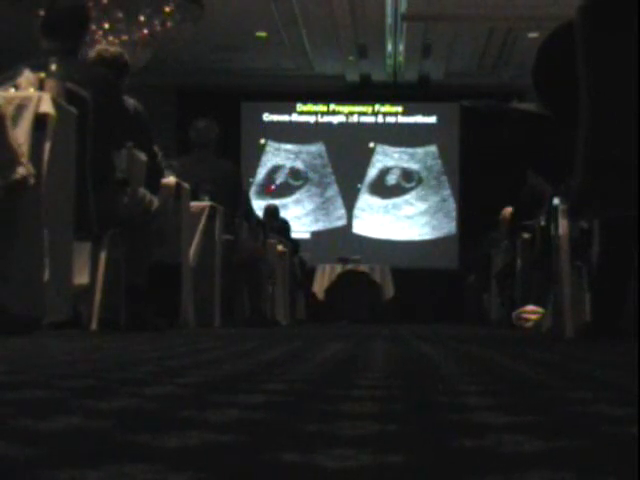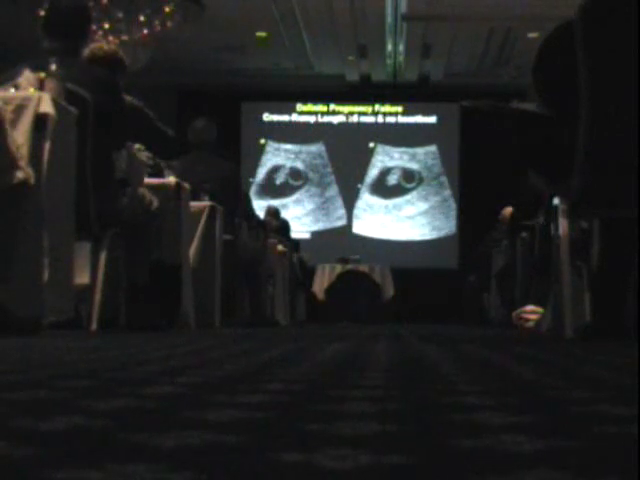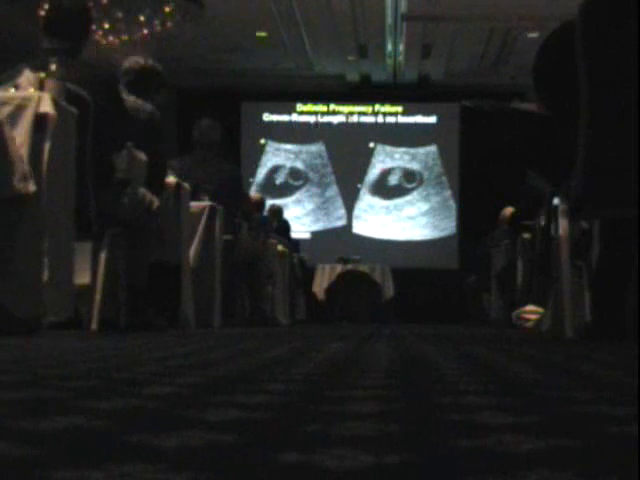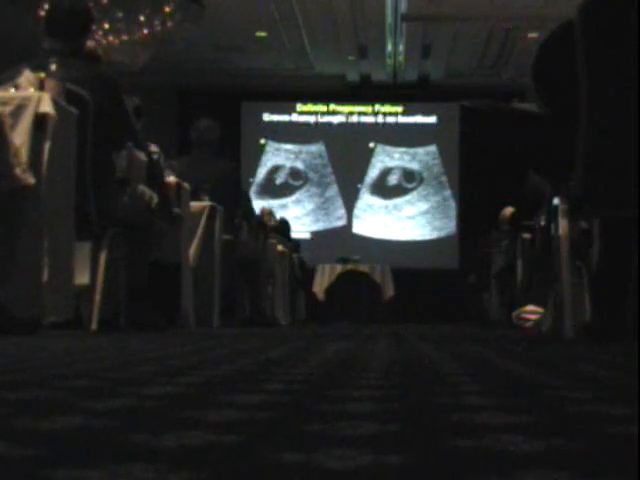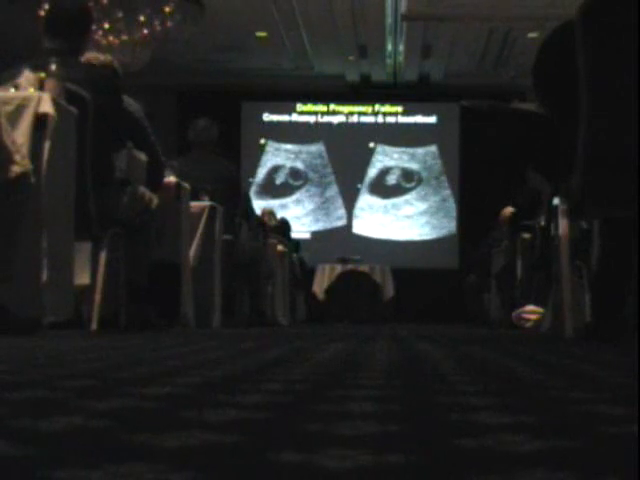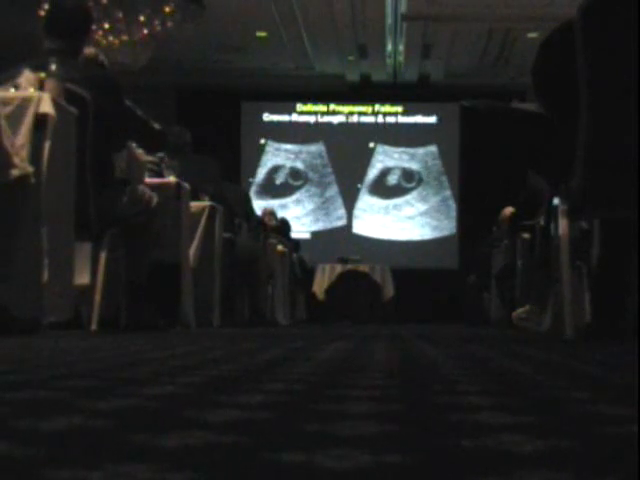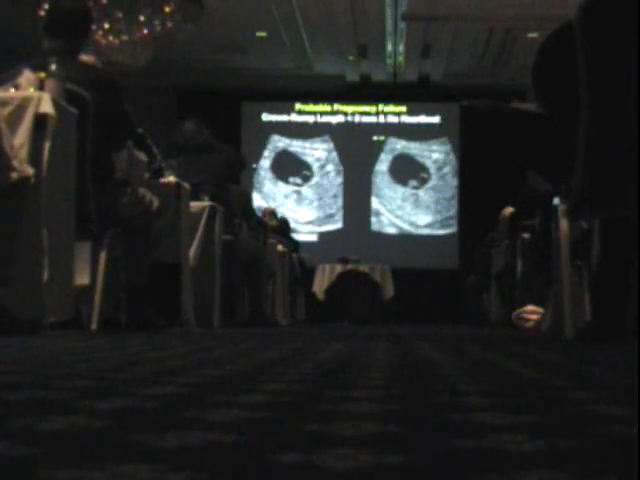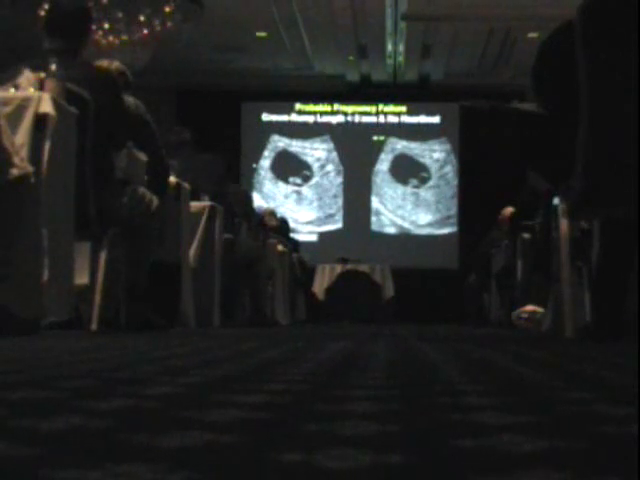Here is a crown rump length of a little over 5 millimeters, 5.38 millimeters, measured here, and on this clip there's no heartbeat. This is definite pregnancy failure. No need to get a follow-up ultrasound. No need to beat around the bush. It's unfortunate, but it's a definite failed pregnancy.